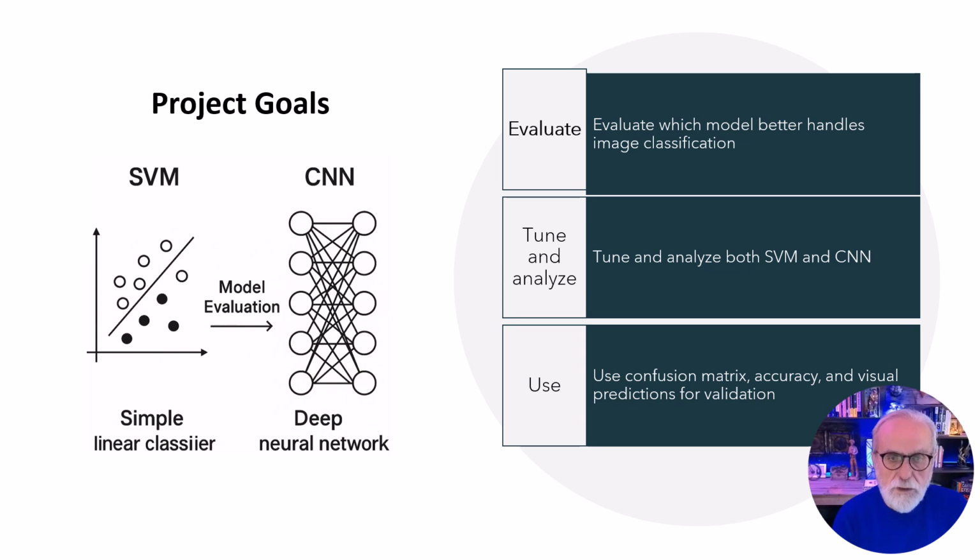Ultimately, the project helps highlight why deep learning models like CNN are preferred for image data, but also shows that simpler methods like SVMs have value, especially in lower resource or simpler classification tasks.